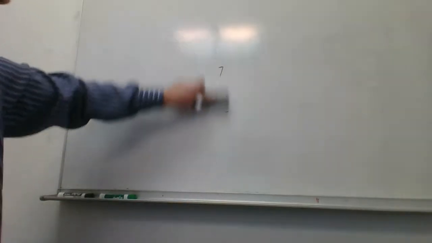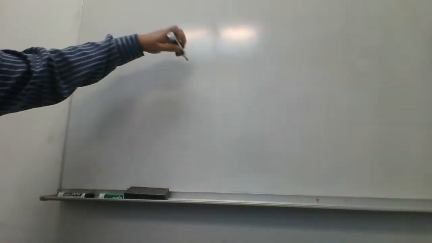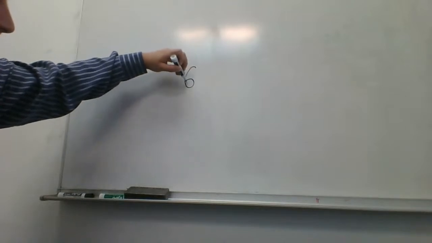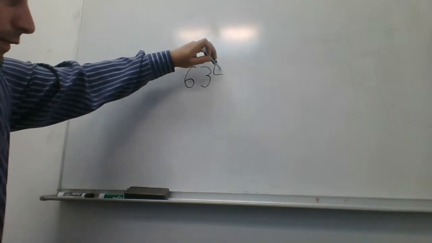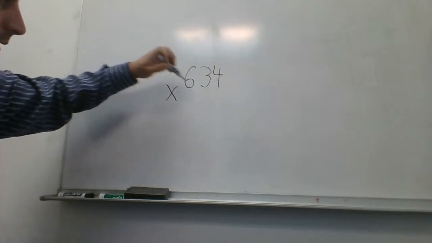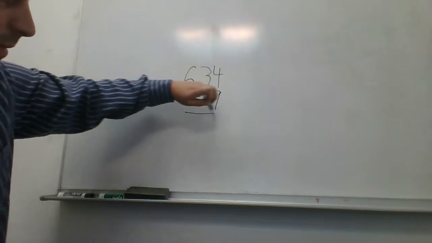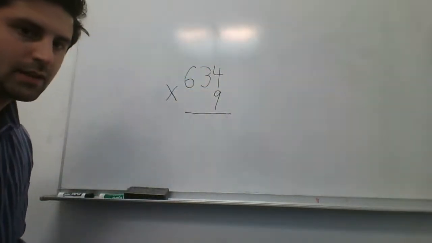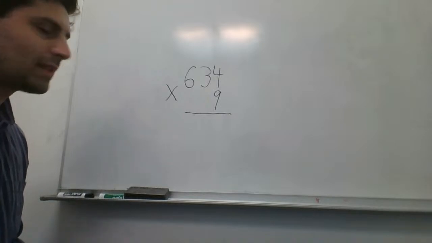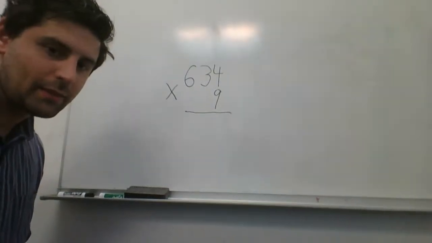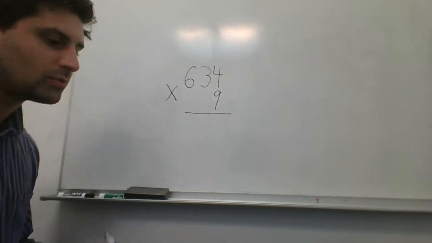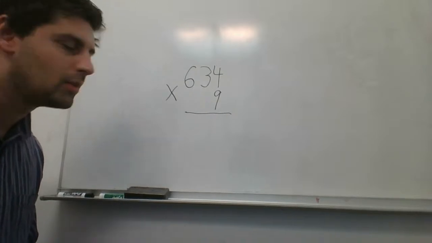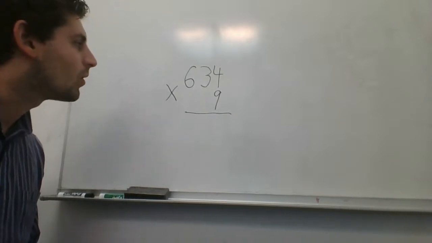So now we're going to move on to a 3-digit by 1 digit. 634 times 9. That'll be my next problem. 3-digit by 1 digit. So step 1, we multiply both digits in the ones place. And with multiplication, same thing. We regroup whenever our product is 10 or more. A product is the term we use when we're talking about the answer to a multiplication problem. So when our product is 10 or more, we regroup.